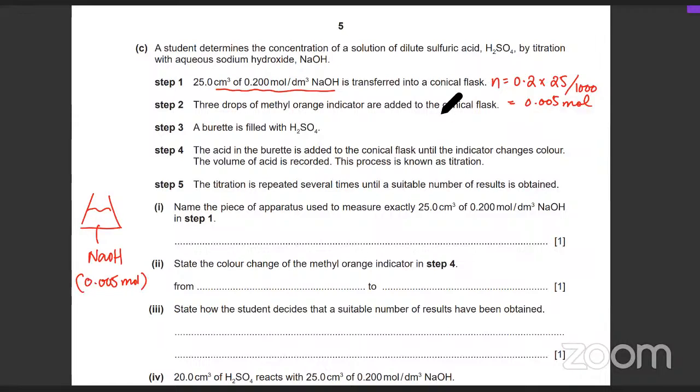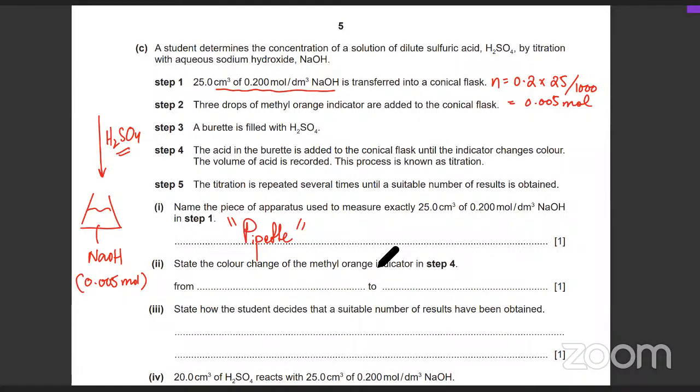And he adds an indicator. He fills the burette with H2SO4. He's adding it from the top, the H2SO4, okay? The acid in the burette is added to the conical flask until the indicator changes color and the volume of acid is recorded. The process is known as titration. The titration is repeated several times. Name the piece of apparatus used to measure exactly 25 cm cube of NaOH. That's going to be a pipette, which is like a big dropper. So always use a pipette.